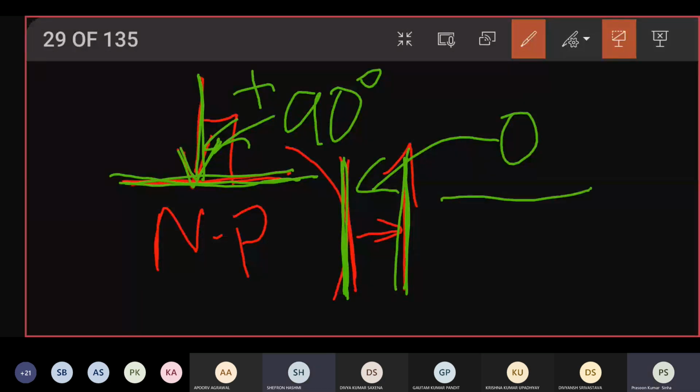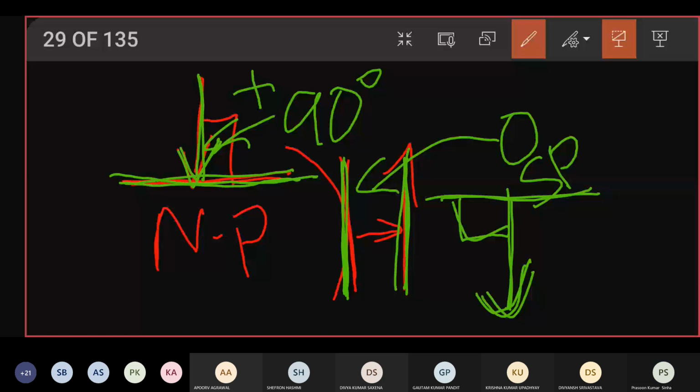If we take the south pole, the magnetic lines of forces are coming out from the south pole. So what is the angle here? 90. So this is minus 90. तो ये तो तीन कंडीशन हो गए. नॉर्थ पोल पे, साउथ पोल पे, इक्वेटर पे.